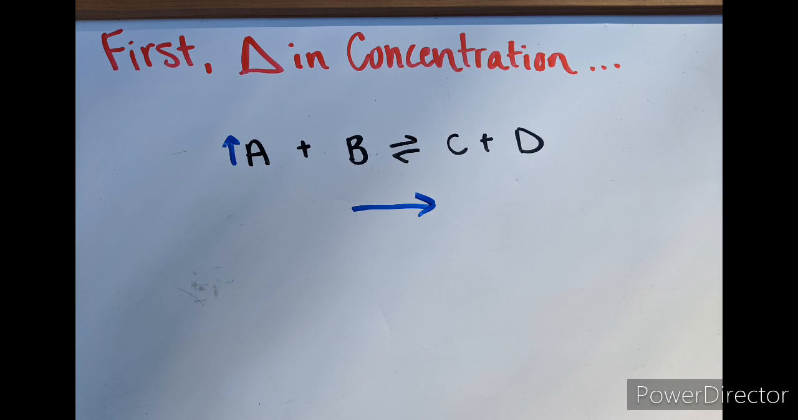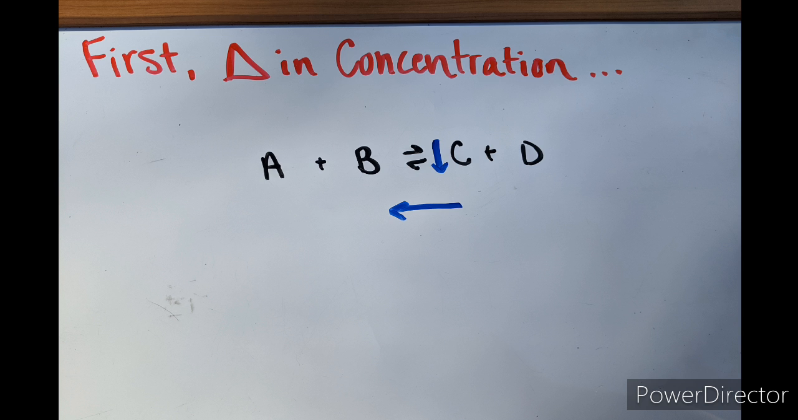Adding more A increases the probability for the reaction to occur between A and B, lowering the amount of B because more B's are going to be consumed. As a result, C's and D's are being increased, causing the forward reaction to be faster than the reverse reaction. It is going to favor the right in order to re-establish equilibrium.